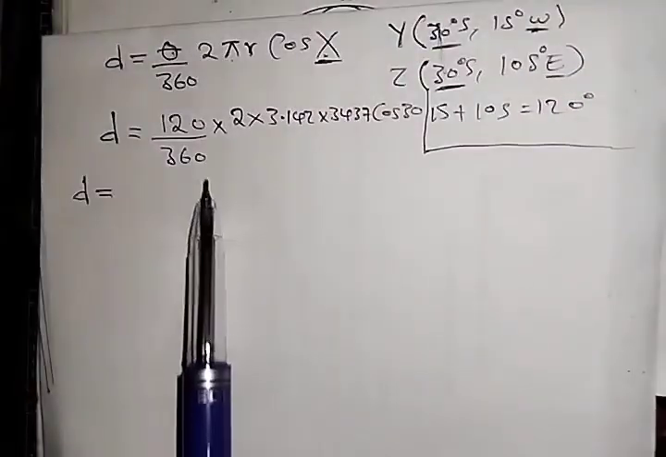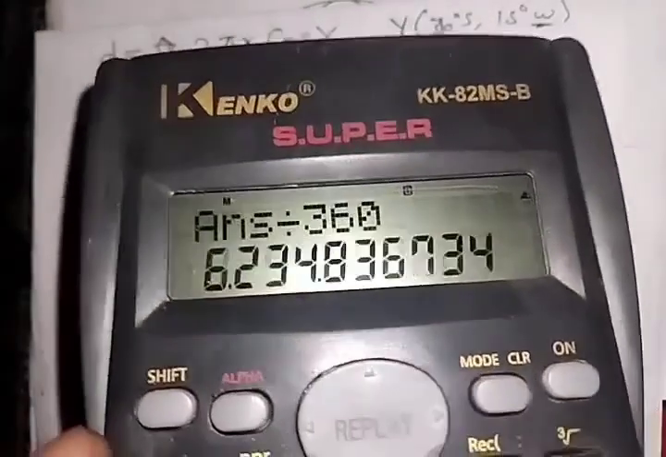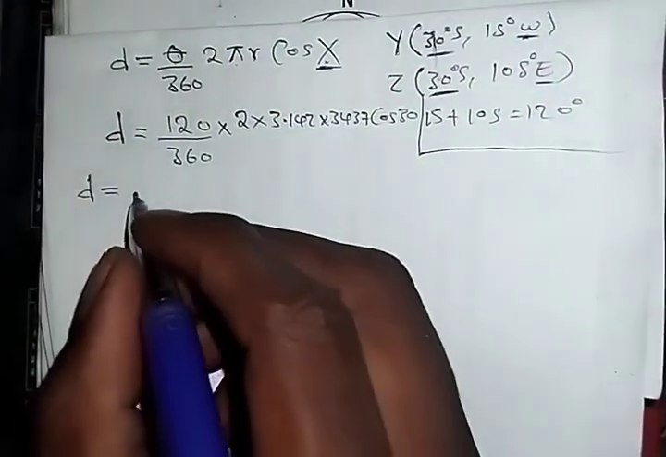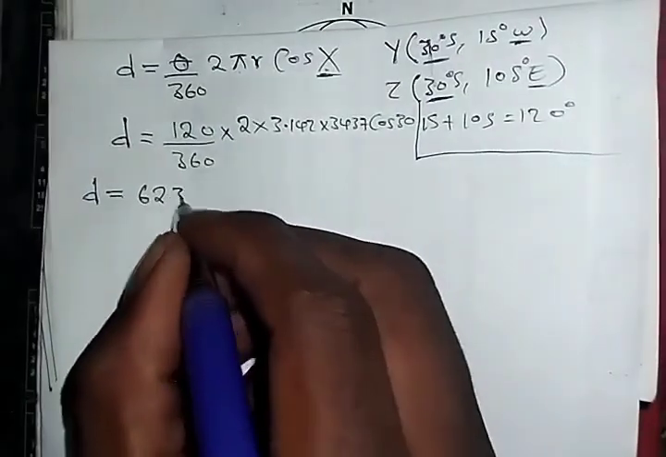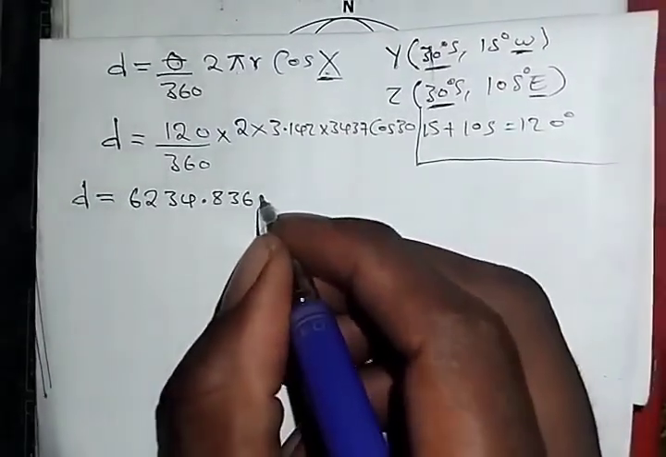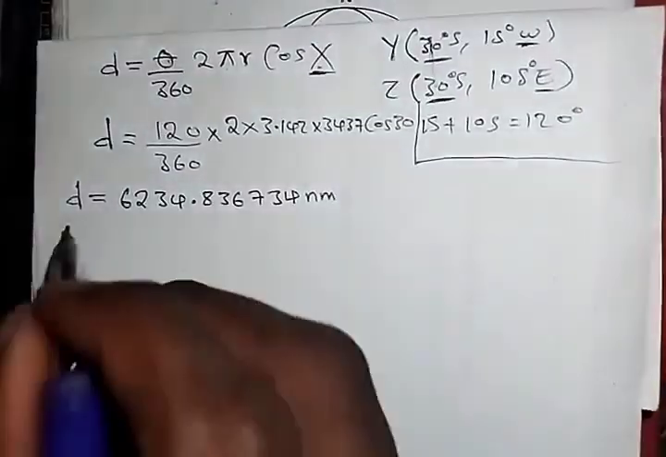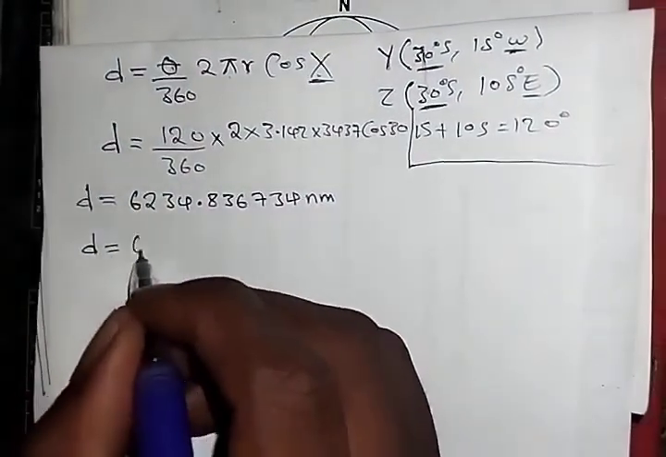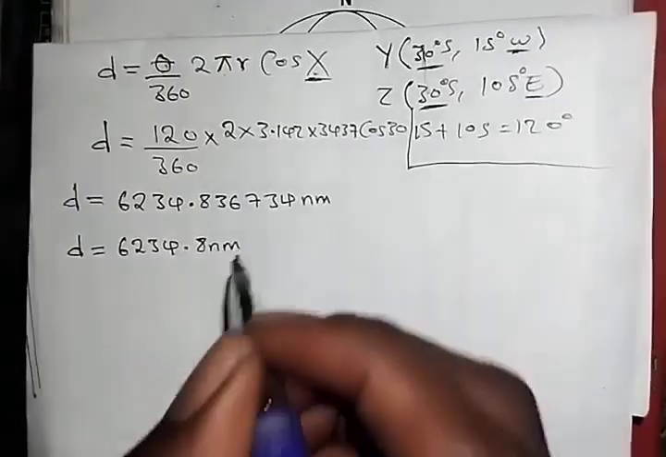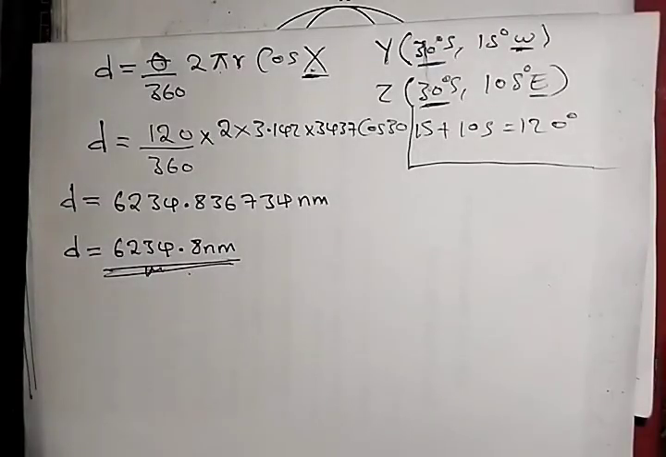Then this answer, now we divide it over 360. So when you divide by 360, you're going to get this answer here, something like 6234.836734 nautical miles. So therefore, our final answer will be distance is equal to 6234.80 nautical miles. So this is our distance between y and z.